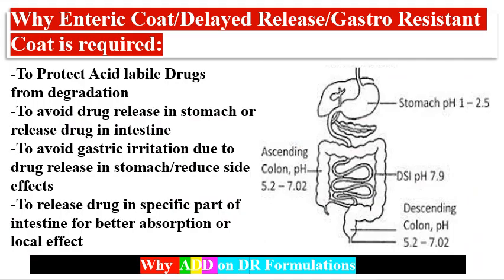Delayed release dosage forms are also referred to as gastro-resistant dosage forms in Europe. These are made by enteric coating, which is done to protect acid-labile drugs from degradation in the acidic environment of the stomach, to avoid drug release in the stomach, to release the drug in the intestine, to avoid gastric irritation, and to release the drug in a specific part of the intestine for better absorption or local effect.